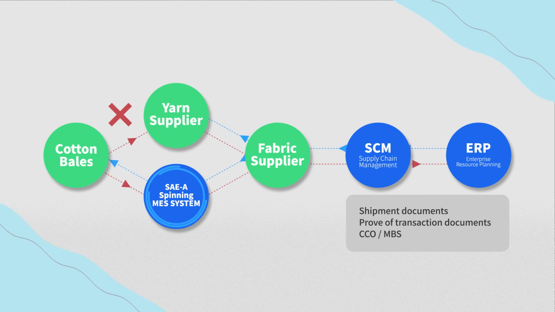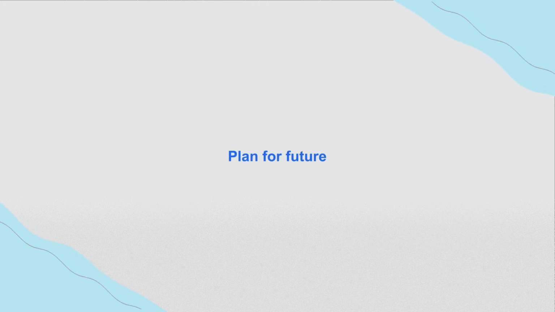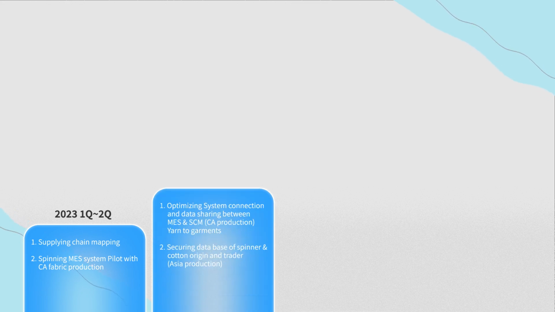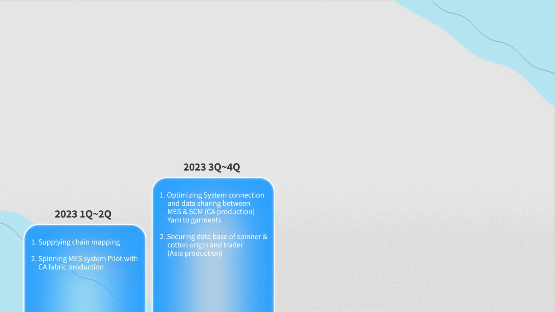Our ultimate goal with this spinning pilot and SAE's digitalized system is to provide our unique specialized value by reinforcing supply chain transparency before it's delivered to our clients and eventually our guests. Our plan for the future: SAE is aiming to complete the supply chain mapping for each product containing cotton by SCM system, and also the SAE spinning MES through piloting in the first half of 2023. Then, we plan system integration of SCM and MES in order to customize data sharing and mapping of the supply chain from start to finish within our system in the second half of 2023 for Central America production.